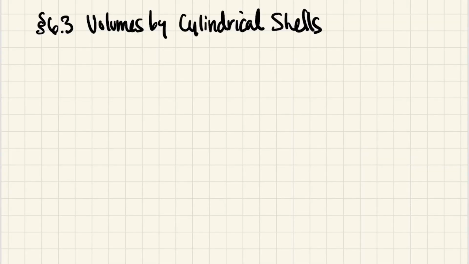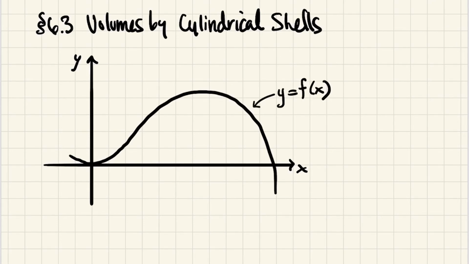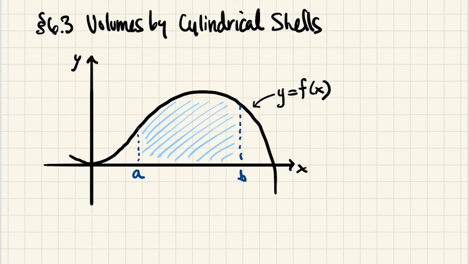All right, so we're going to continue our conversation on finding volumes by introducing one more technique for finding volumes. So let's take a look. Let's say we have a function that behaves this way, and we have, say, an A and a B. And this is the region that we're interested in revolving around an axis.